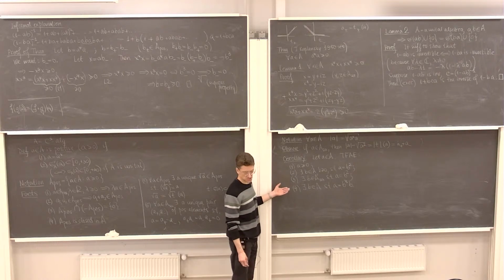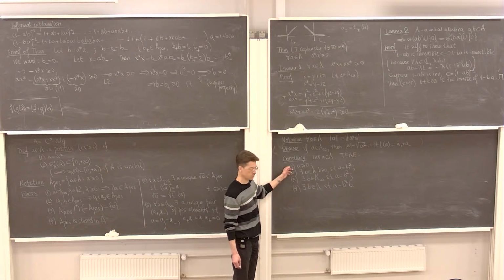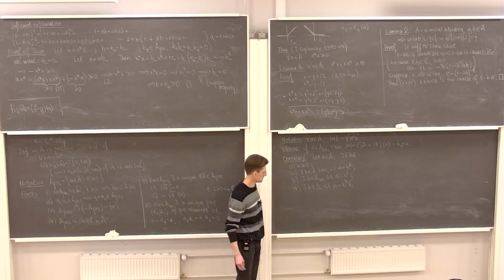Well, indeed, why is it so? 1 implies 2, because we can take the square root of A, and it is positive. Well, clearly 2 implies 3, and 3 implies 4. This is just trivial. And now Kaplansky's theorem shows that 4 implies 1. And that's it.